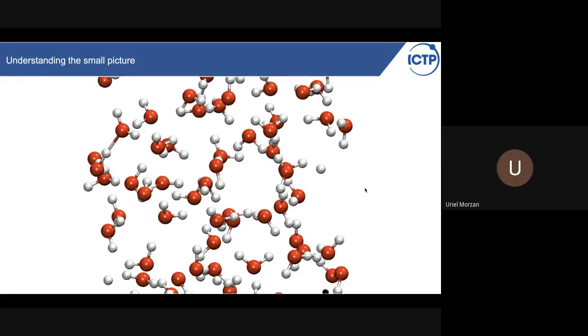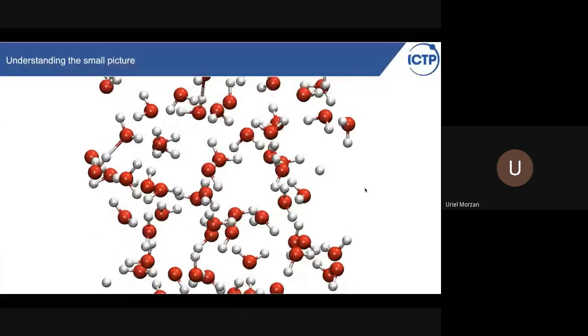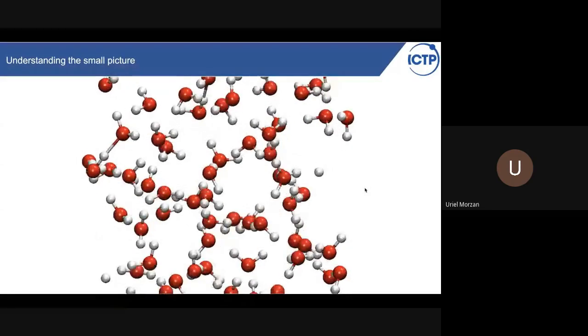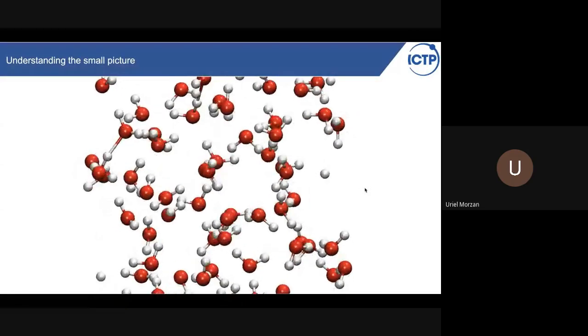But just as an example of what I want to say here, on the screen we have liquid water, okay? And there is a very important process that is happening here. I won't tell you what it is, but it's a process that is essential for life. I just want to show you that just by inspecting an ensemble or a trajectory from molecular dynamics, it's really difficult to extract a qualitative picture of what's going on.